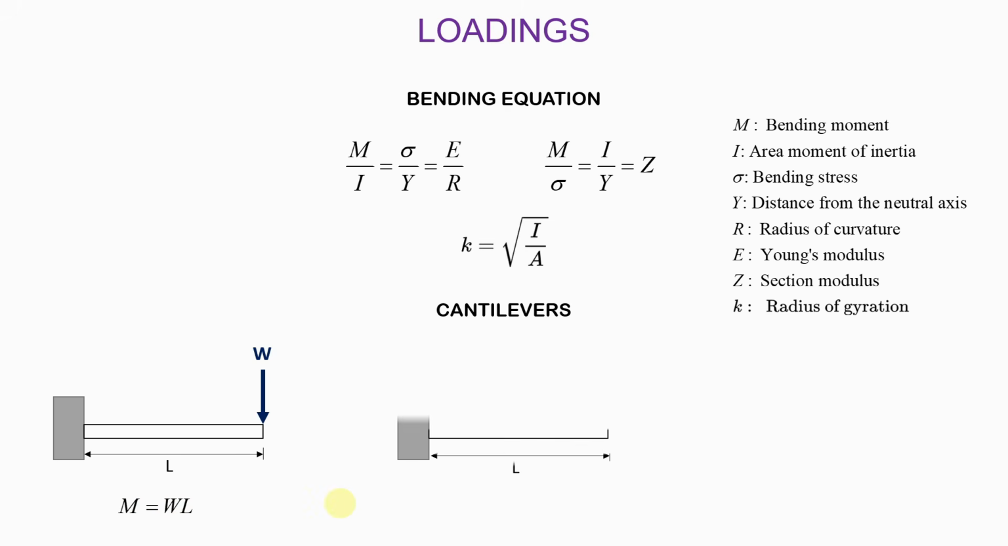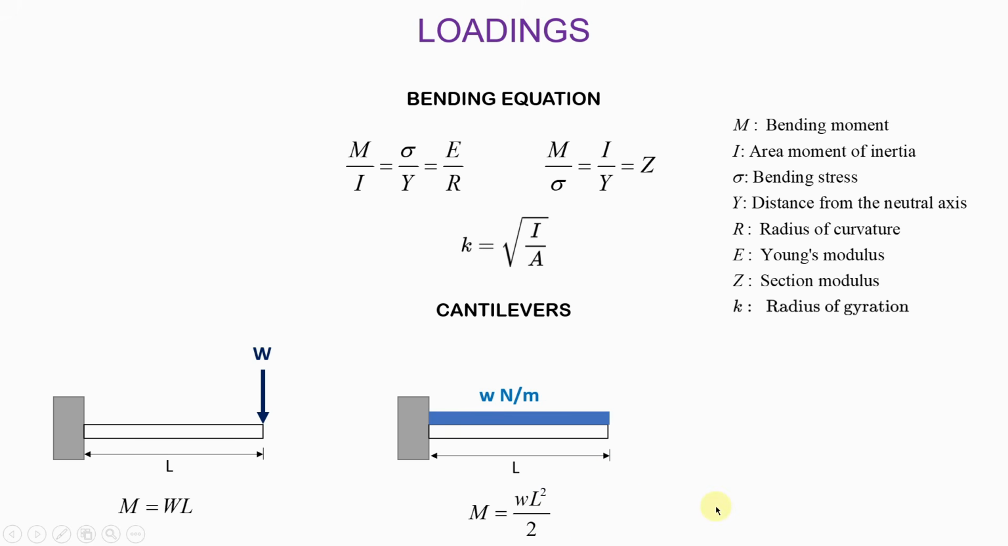You can have a different situation where you have a cantilever beam, but this time you have a distributed load that is applied over the length of the beam. Now, the magnitude of the distributed load is small w, okay? And so, how do you get the moment of resistance in this case? It's simple. It's going to be equal to small w multiplied by the length of the beam squared, and all of that divided by 2.